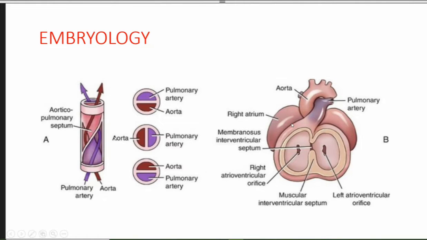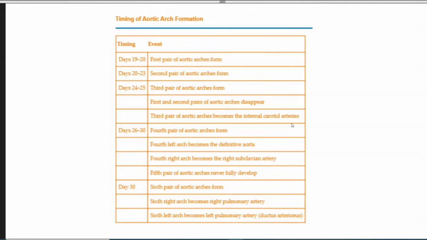At the same time, the conotruncus divides by a spiral septum and makes the single outlet into 2 outlets. And because of the spiral division, the anterior outlet, which gives the pulmonary artery, communicates with the anterior chamber, which is the right ventricle, and the posterior outlet, which is the ascending aorta, communicates with the posterior chamber, which is the left ventricle. So that's how the conotruncus becomes the anterior pulmonary artery and posterior aorta at the origins.